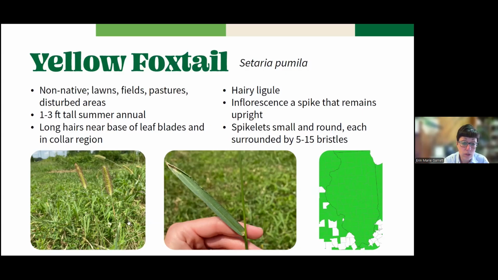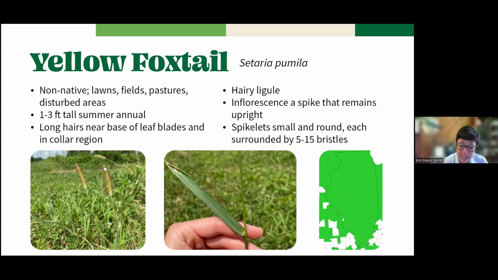To tell it apart from giant foxtail, we're going to look for some long hairs on the leaf blades, usually near the base of them, and maybe in that collar region, so right here as well. We're going to find a hairy ligule again. And again, we're going to find a spike inflorescence. In this case, it usually remains upright. You can see in the background here, these are kind of arching, but if you look, it's the whole stem that's arching rather than that spike.